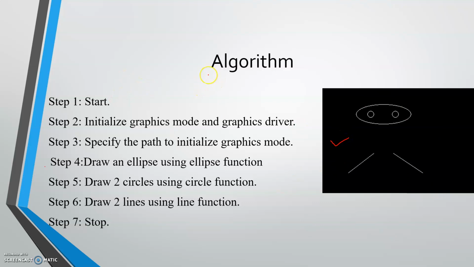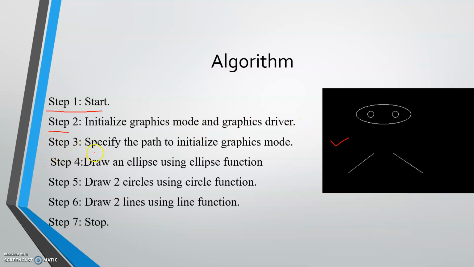In C, you have studied how to write an algorithm. Here, we'll just take an example to write an algorithm to draw this particular image in computer graphics. Step 1 is start. Step 2 is initialize graphics mode, that is GM, and graphics driver, that is GD.